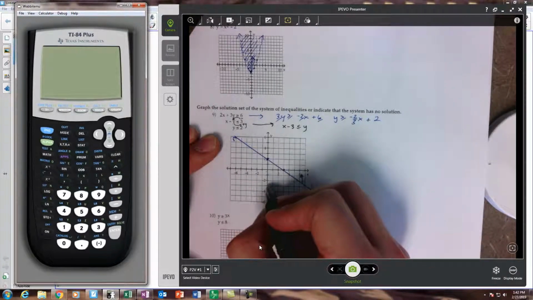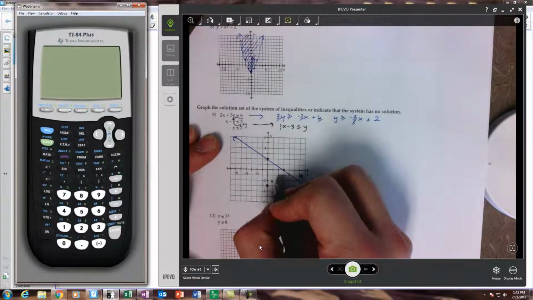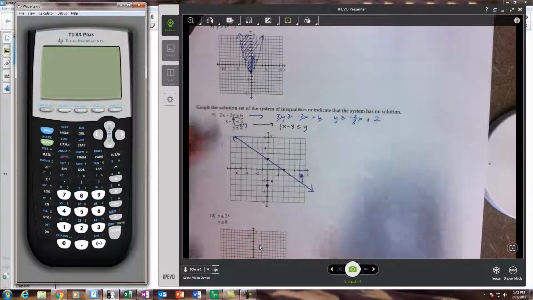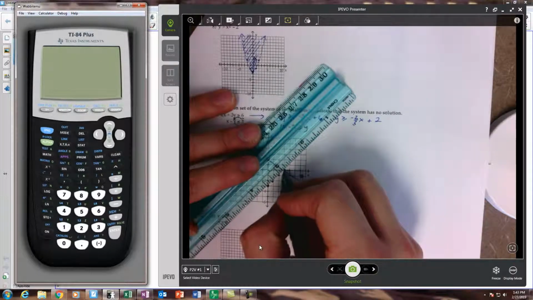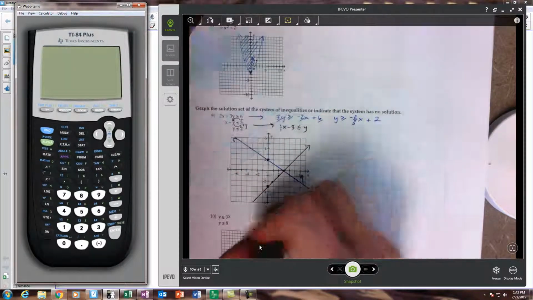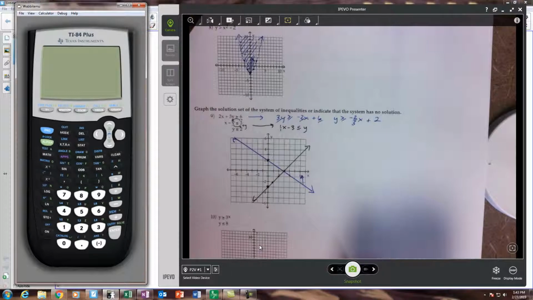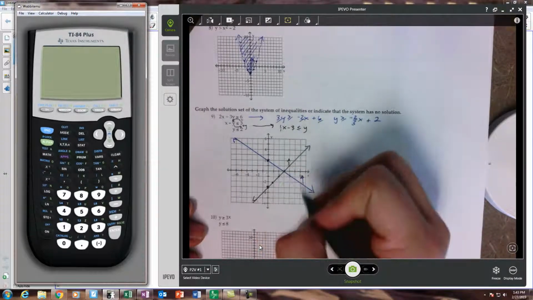So I go down to negative 3, put a dot. And then the slope is 1 over 1. So I'm going to go up 1 over 1, up 1 over 1, up 1 over 1. And there's my line. Now this is also a solid line because it has the inequality bar, the equal to bar. And this one says that y is on the greater than side. So that says we're shading up.